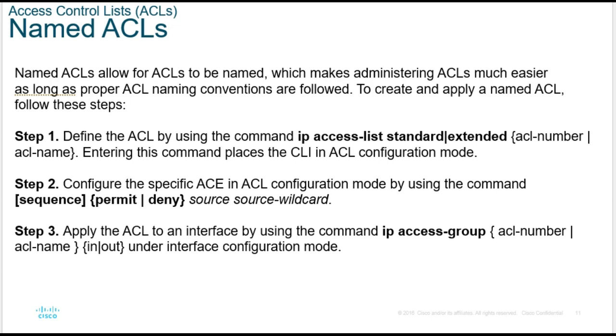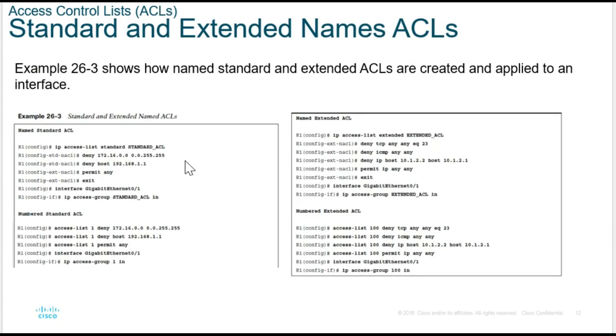Kalau nak gunakan name instead of number, so instead of kita letak number, kita letak sama ada ia adalah standard or extended and then the ACL name. After that, we put the sequence number and then the ACEs, either permit or deny statements. Dan cara apply juga menggunakan keyword ip access-group. So here's one example, ip access-list standard. Kemudian namanya, contoh nama is standard ACL. And then we put the sequence of ACEs of deny or permit statements.